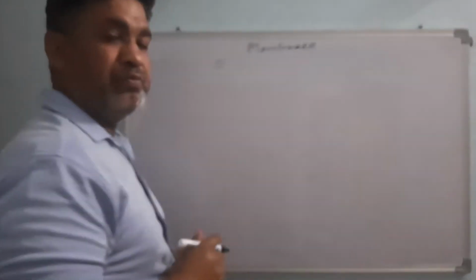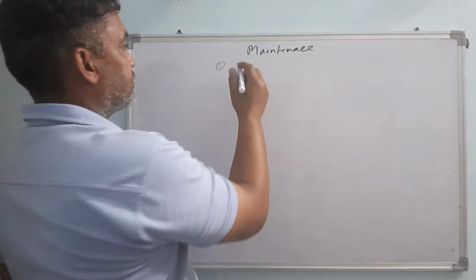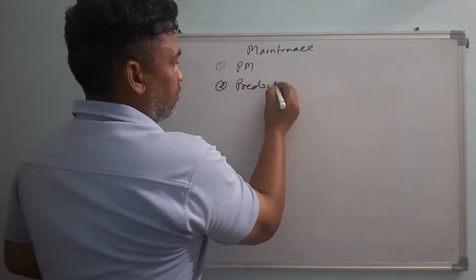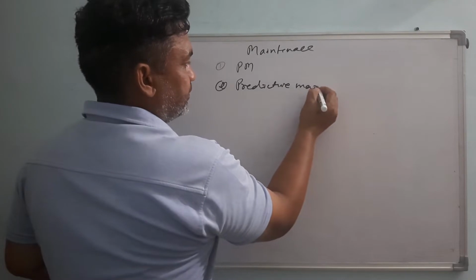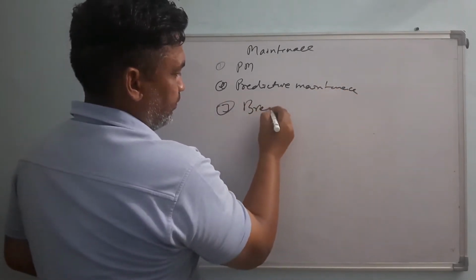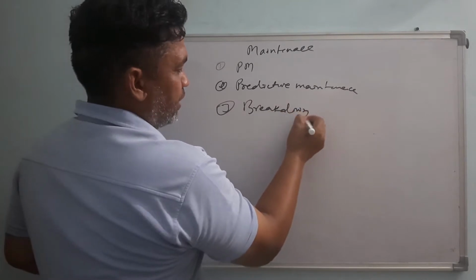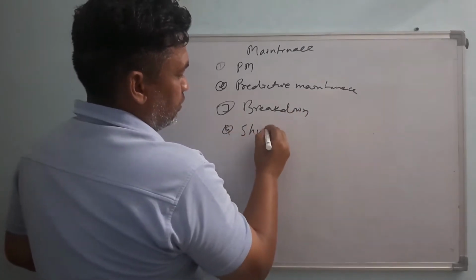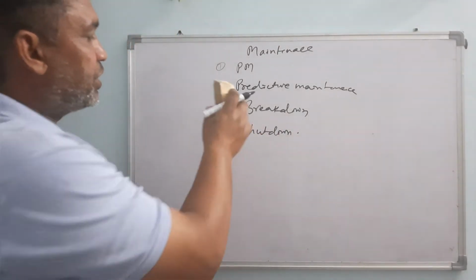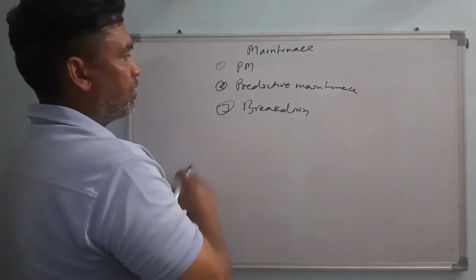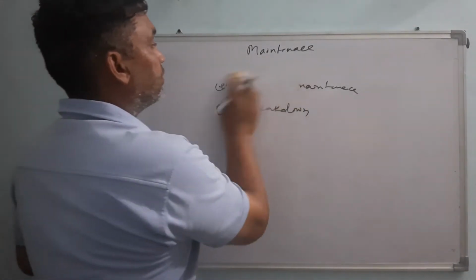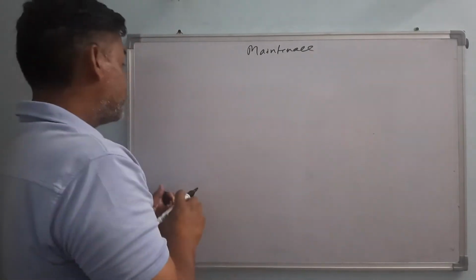We have four types of maintenance in the industry. First is preventive maintenance, second is predictive maintenance, third is breakdown maintenance, and fourth is shutdown maintenance. But normally we use only three types of maintenance in the power plant: PM, predictive, and breakdown maintenance.